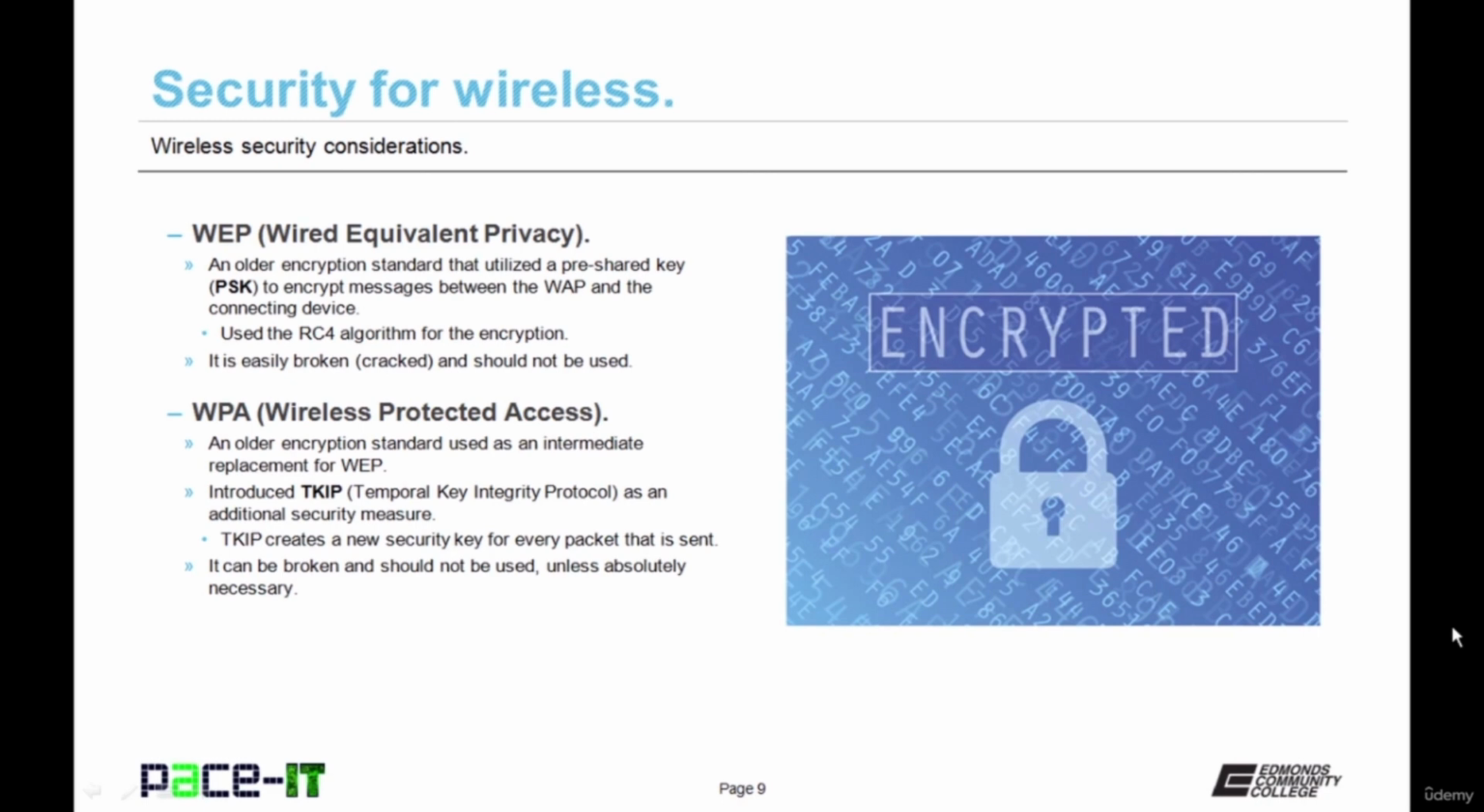Better than WEP is WPA. That's Wi-Fi Protected Access. It is also an older encryption standard, and it was used as an intermediate replacement for Wired Equivalent Privacy encryption until a better standard could be brought online. WPA introduced TKIP, Temporal Key Integrity Protocol, as an additional security measure. TKIP creates a new security key for every packet that is sent across the wireless network. WPA can be broken and should not be used unless absolutely necessary.